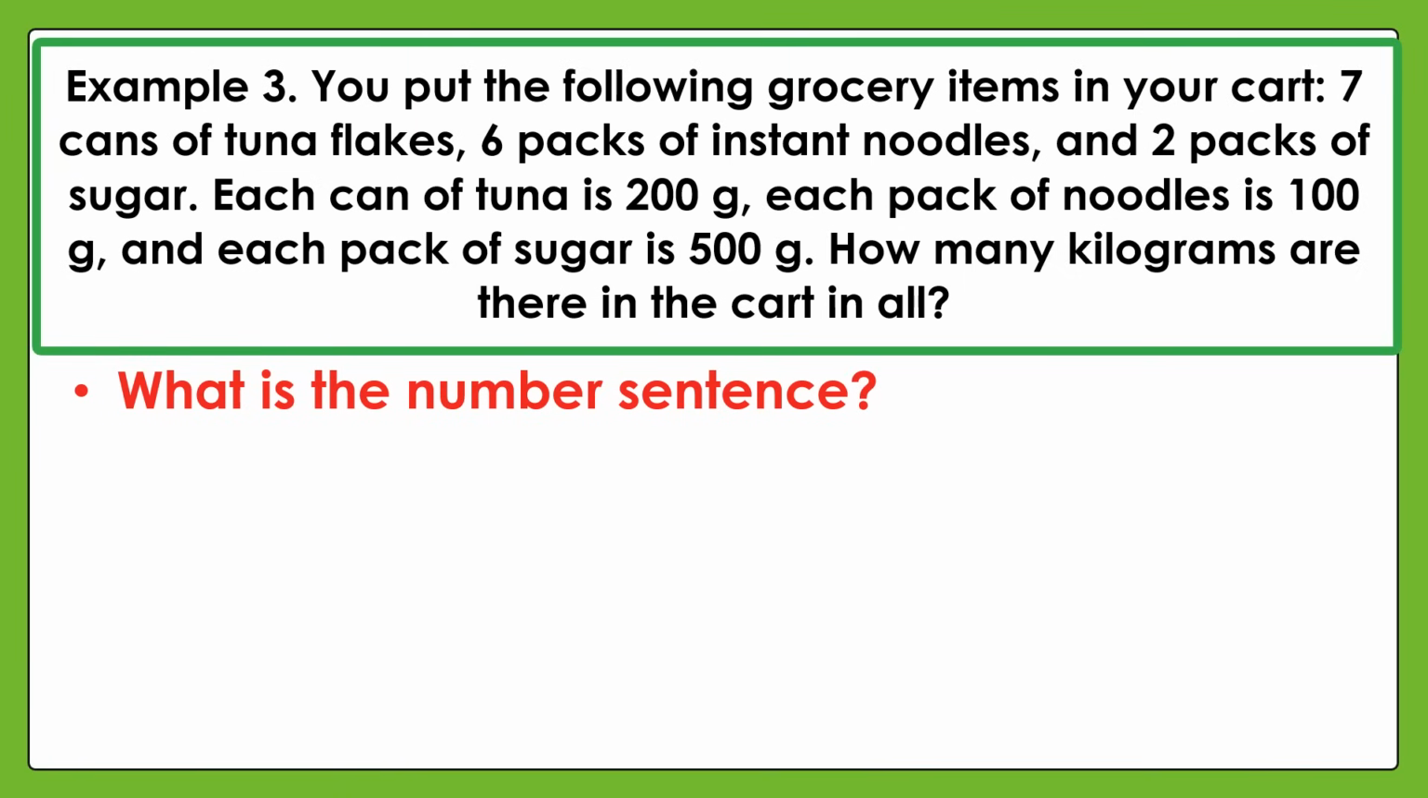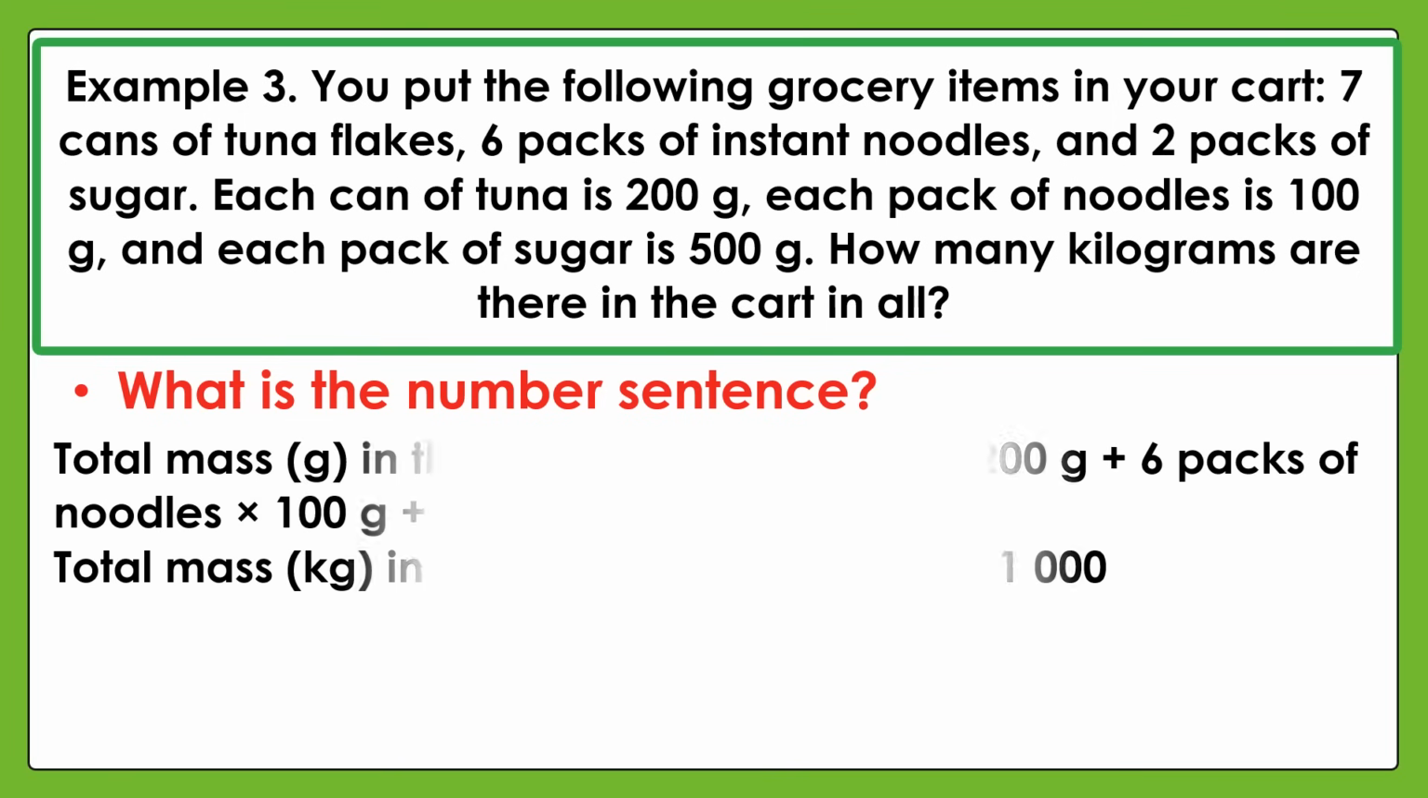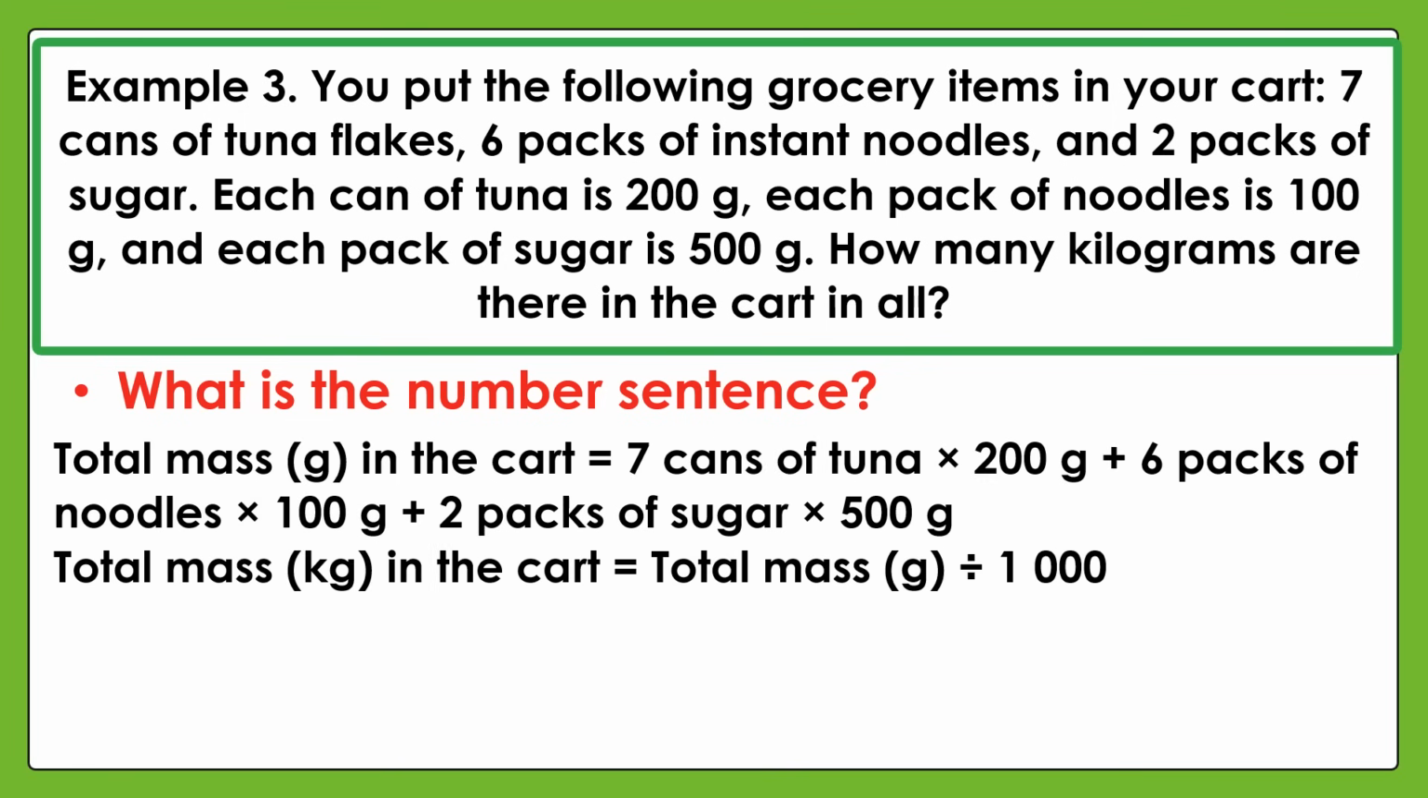Third, what is the number sentence? Total mass in grams in the cart is equal to 7 cans of tuna times 200 grams plus 6 packs of noodles times 100 grams plus 2 packs of sugar times 500 grams. Total mass in kilograms in the cart is equal to total mass in grams divided by 1,000.